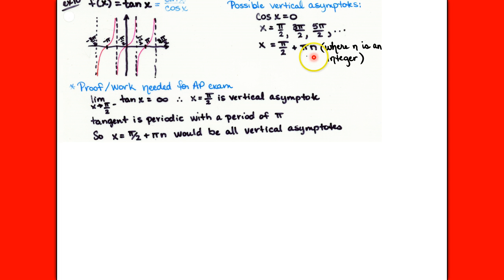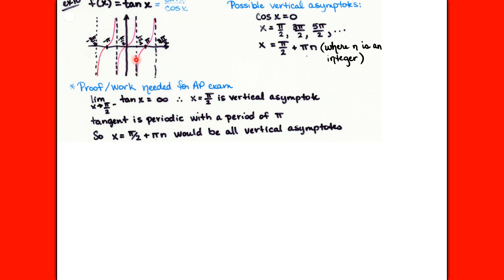So n could be 0, 1, 2, 3, negative 1, negative 2, negative 3. Those are integers, positive and negative whole numbers. So I would just need to specify that n has to be an integer. If I was told that I had to justify my answer, and I only had to justify one of them, like let's say I was only trying to justify that x equals pi over 2 is a vertical asymptote, then here's what I could state.